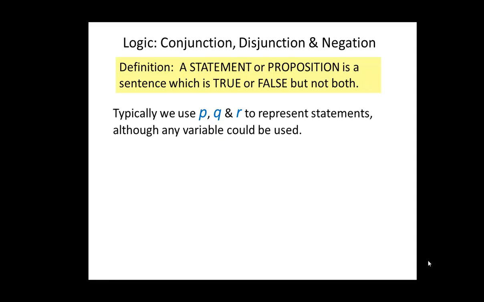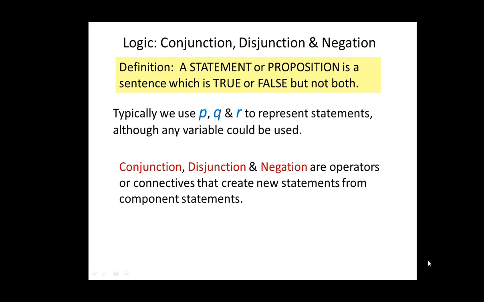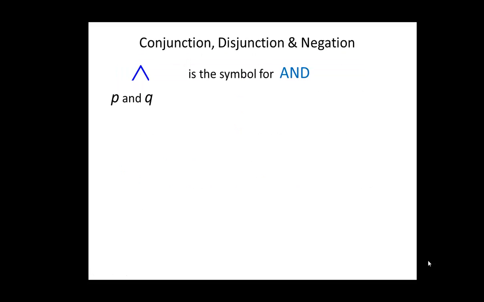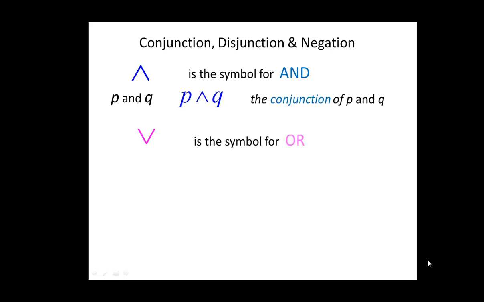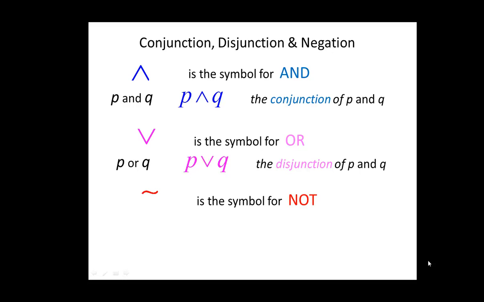Now typically P, Q, and R are the letters we use to represent statements. Any variable could be used. Conjunction, disjunction, and negation are operators or connectives that are going to create new statements from component statements. Here's the symbol for AND, P and Q, which is the conjunction of P and Q. Here's the symbol for OR, P or Q, and that's known as the disjunction of P and Q. Here's the symbol for NOT. That's not P would be written with that tilde, then the P, and that's the negation of P.